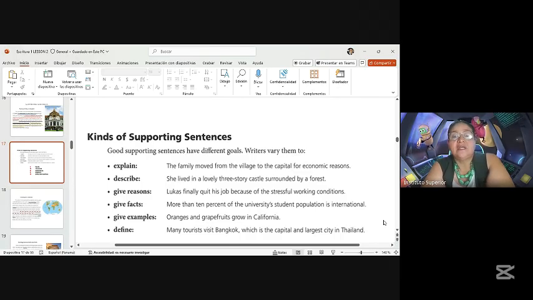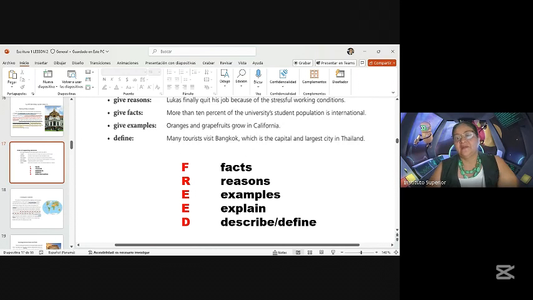Give reasons: Lucas finally quit his job because of the stressful working conditions. What was the reason? Stressful working conditions. Give facts: more than 10% of the university student population is international. What is the fact? 10%. Give examples: oranges and grapefruits grow in California. This is an example. May define: many tourists visit Bangkok, which is the capital and largest city in Thailand. Okay.